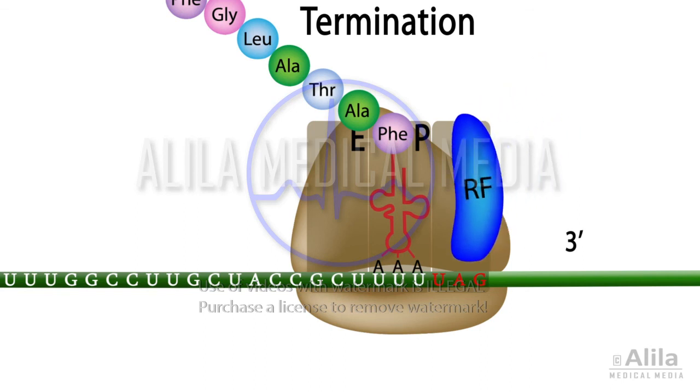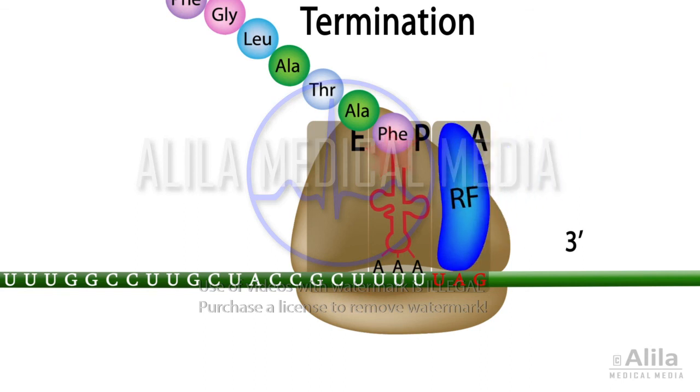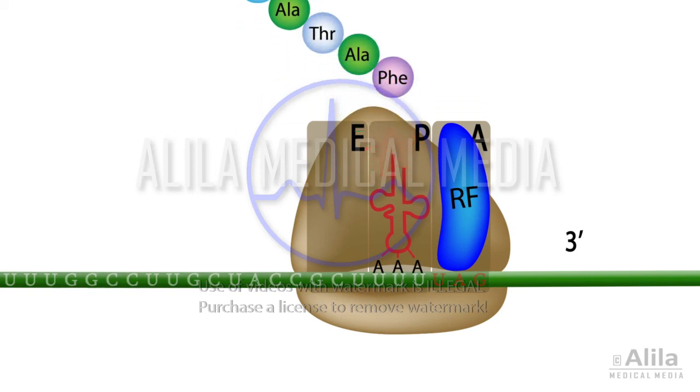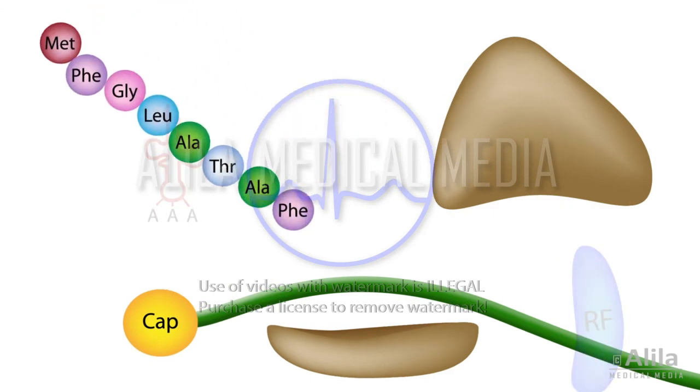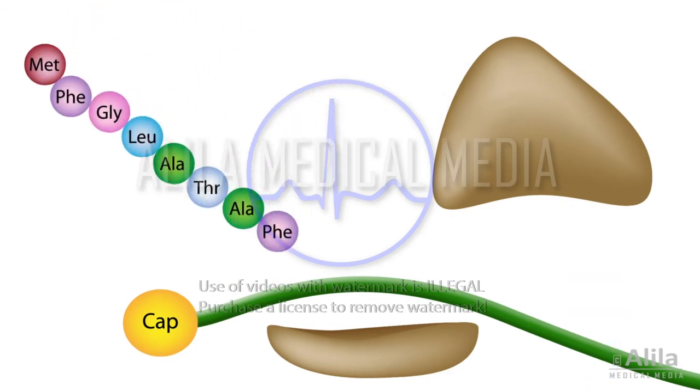Binding of the release factor catalyzes the cleavage of the bond between the polypeptide and the tRNA. The polypeptide is released from the ribosome. The ribosome is dissociated into subunits and is ready for a new round of translation.